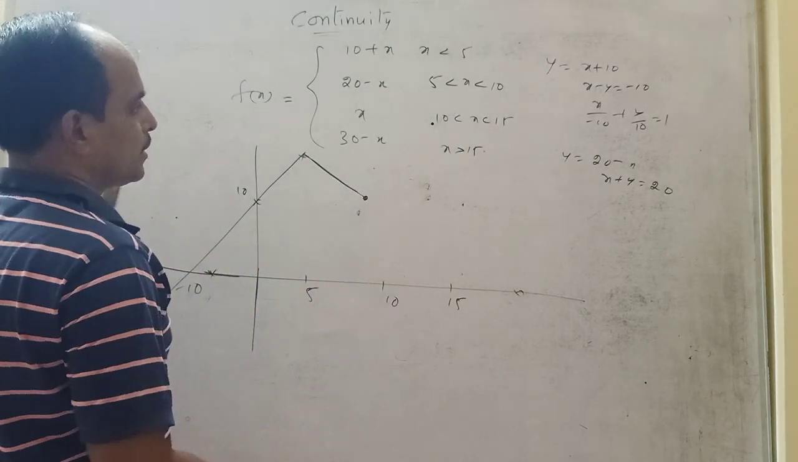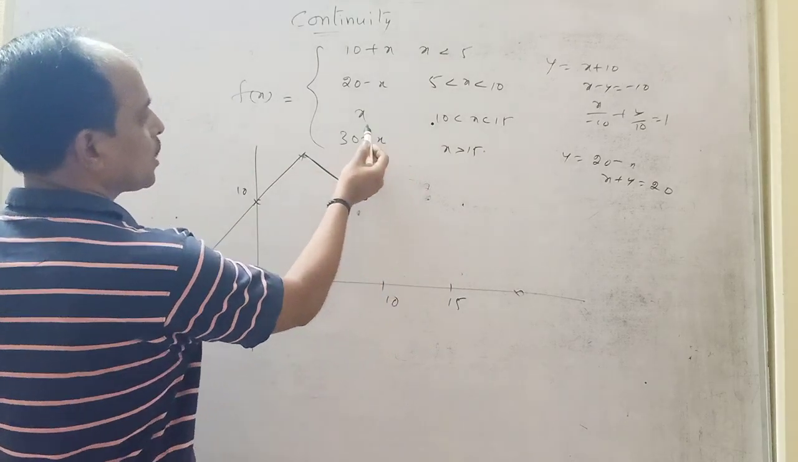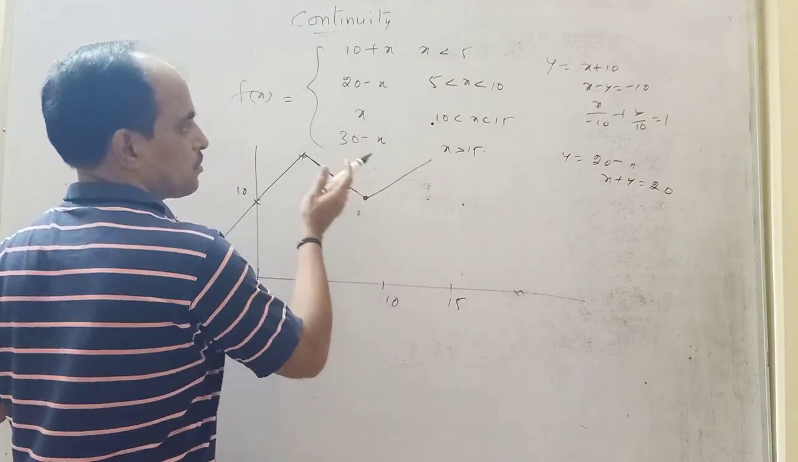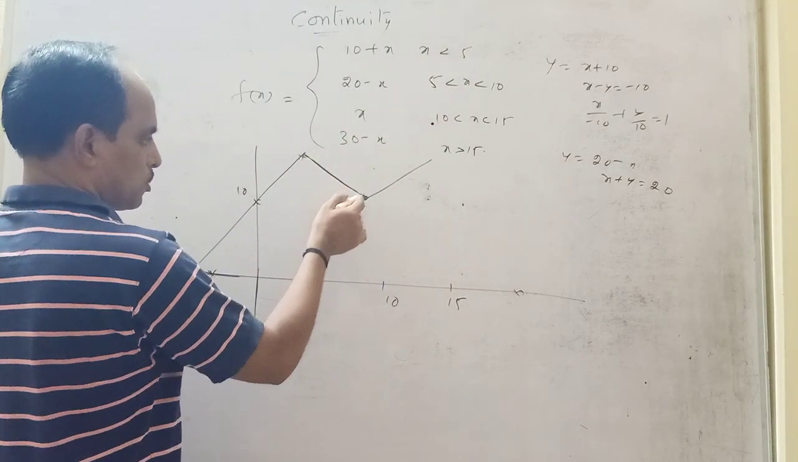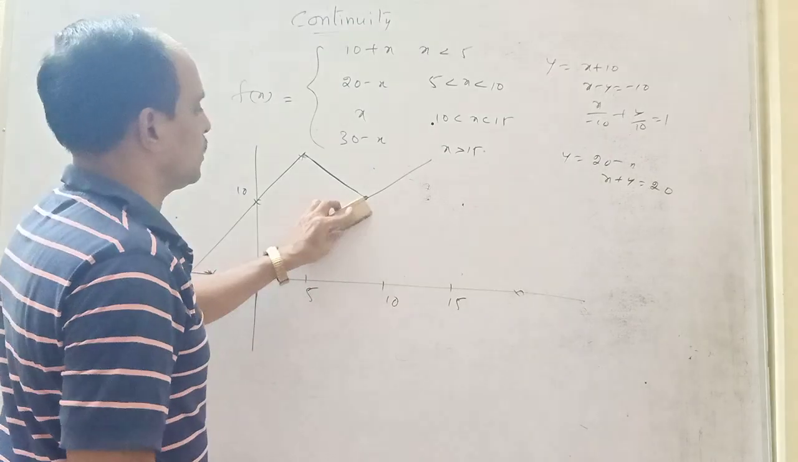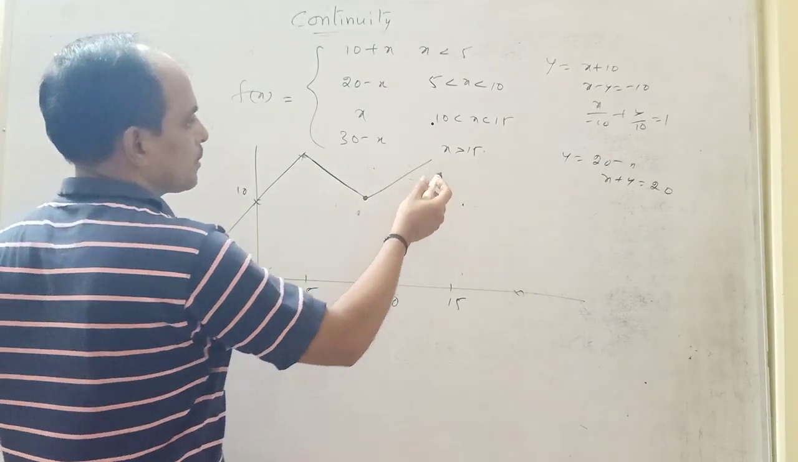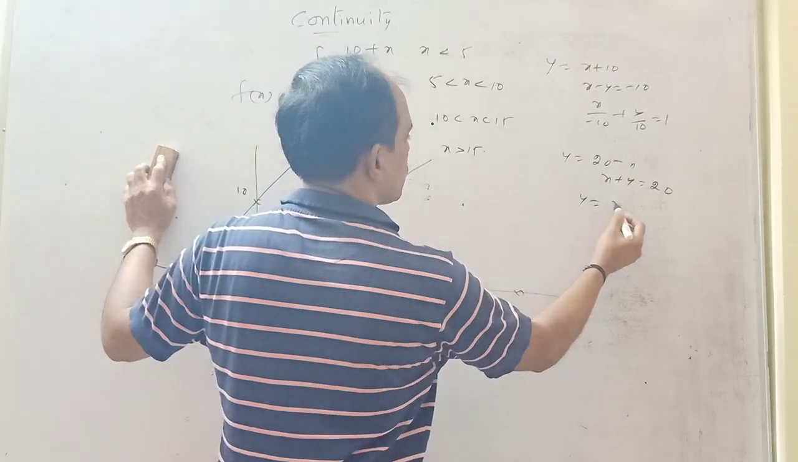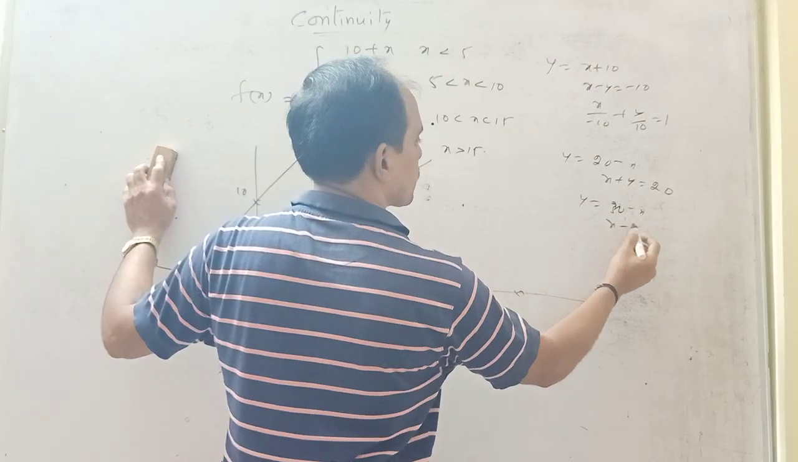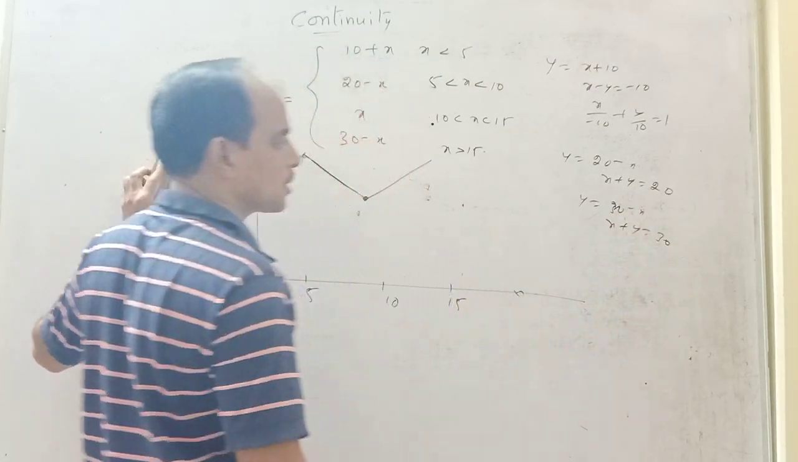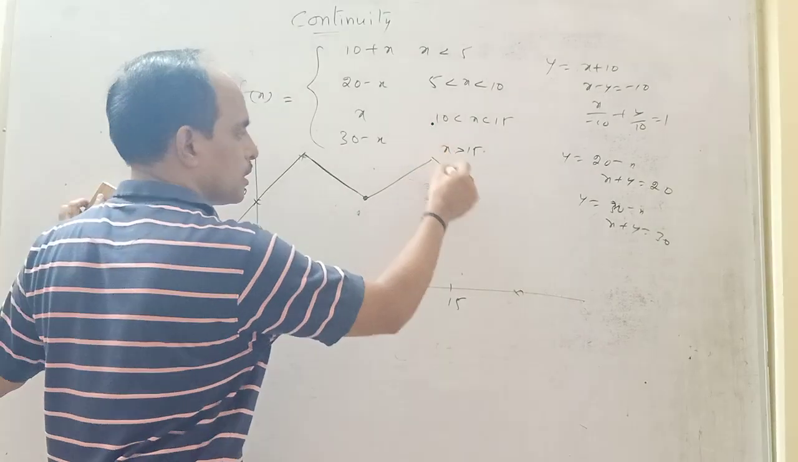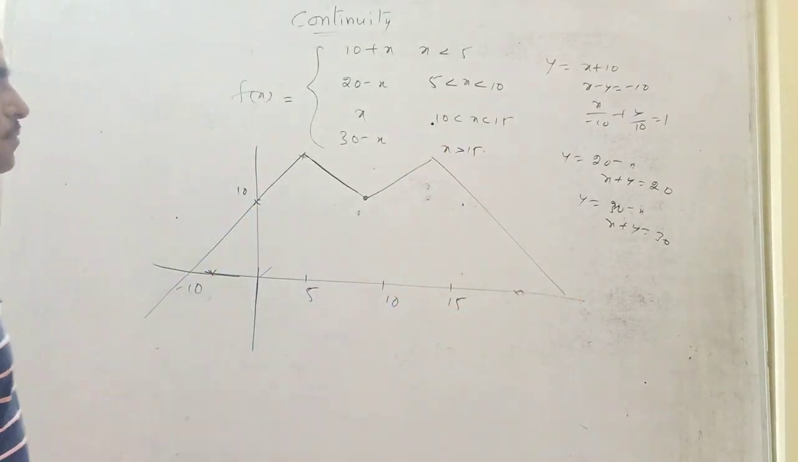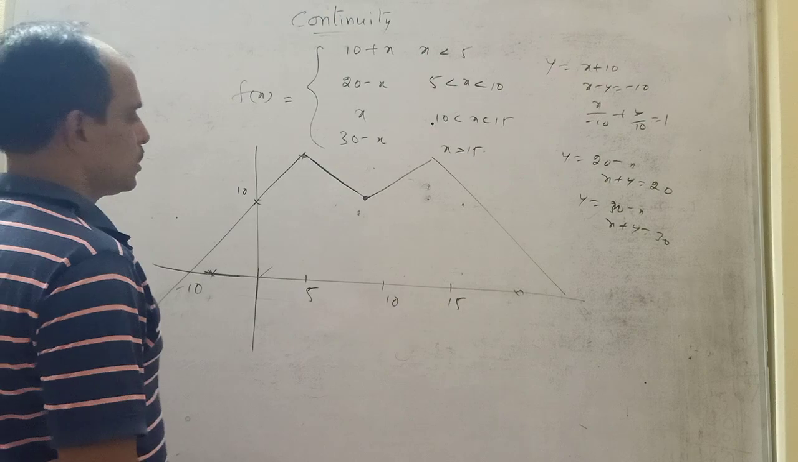From 10 to 15, we have to draw this graph, that is y is equal to x. y is equal to x is a straight line passing through the origin like this. Now, for greater than 15, that is y is equal to 30 minus x, x plus y is equal to 30. So x by 30, y by 30, the line will be like this. Now this is the graph.